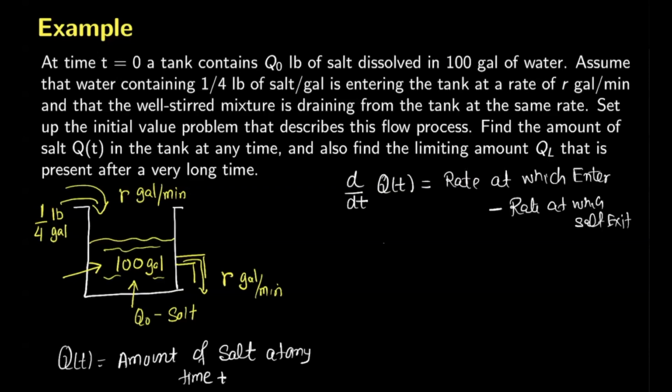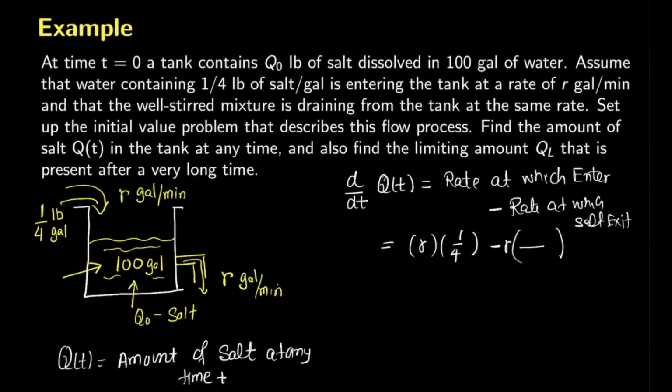And as we already know from the previous slide, the rate at which the salt enters is the flow rate R times the concentration of the solution which is entering. The concentration of the entering solution is 1/4. And then there is a negative sign. The rate at which the salt is exiting is also R times the concentration.